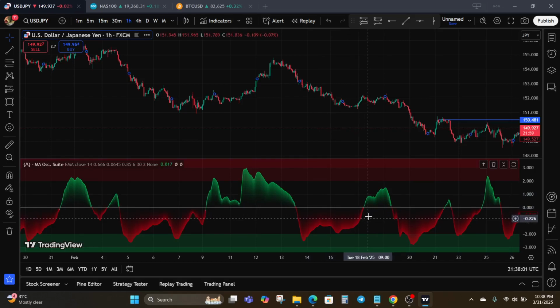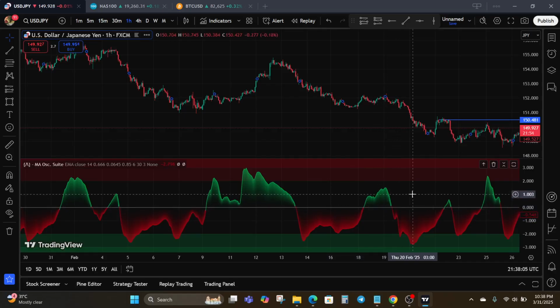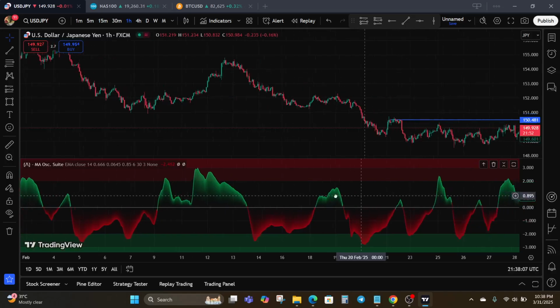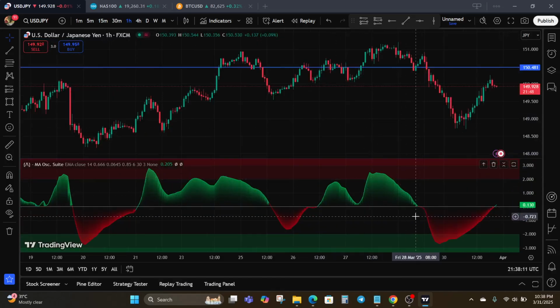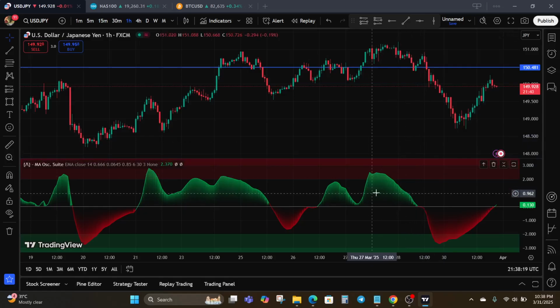Now, you might be wondering, how does the regularized moving average oscillator work? Well, this oscillator is more advanced than traditional moving averages because it smooths out market noise for cleaner trend signals, and it reduces lag, making entries more timely and precise, right? And it helps traders to avoid fake breakouts and false reversals.